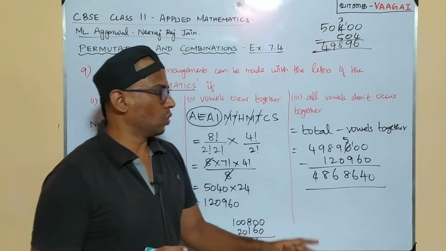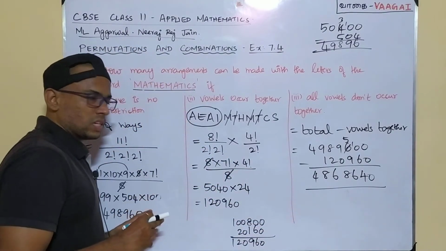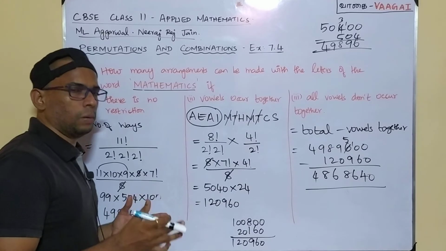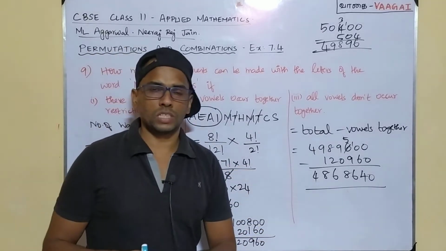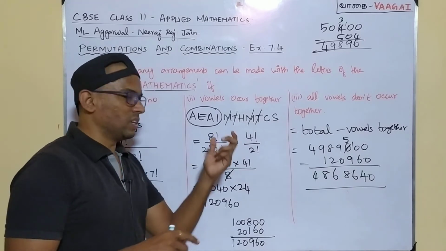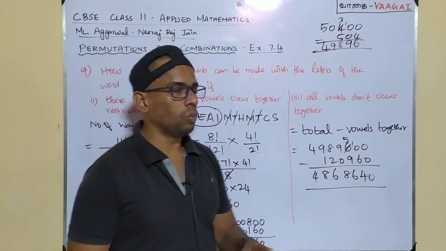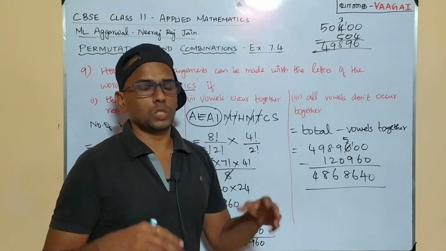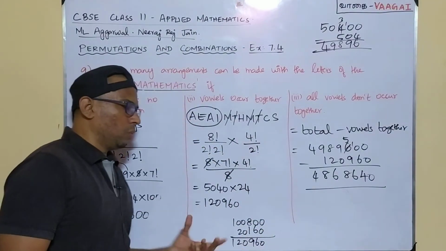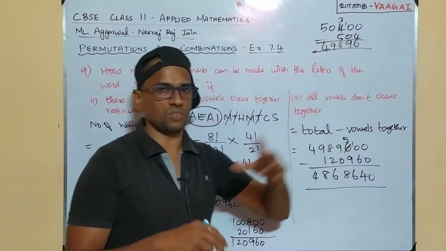Yes, fine. So in the first subdivision, they are asking what is the total number of ways if there's no restriction. In the second one, they are asking what if the vowels are together. With our general approach, we got the answer. And the third one, what happens if all vowels are not together. All vowels don't occur together, for which you subtract the vowels-together count from the total, and you automatically get the answer for this one.